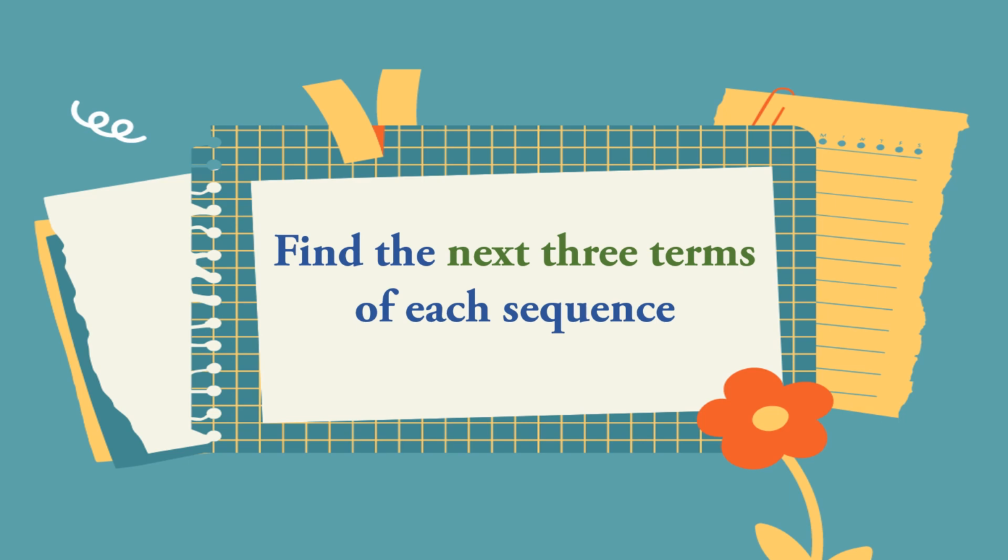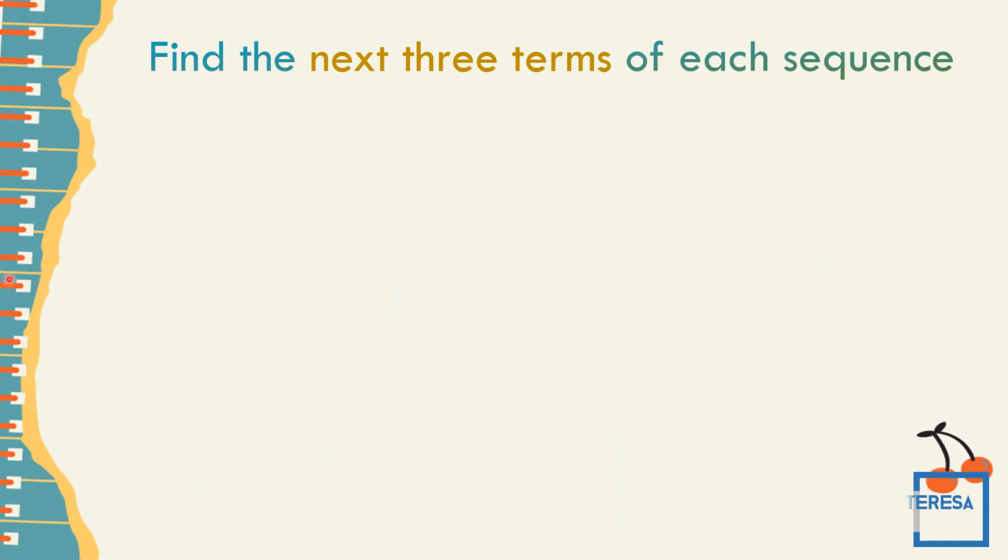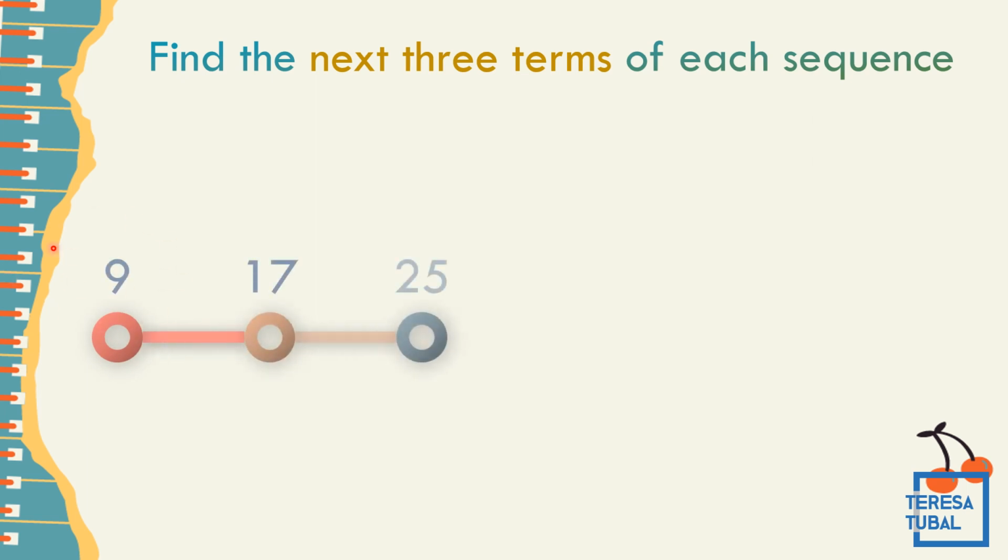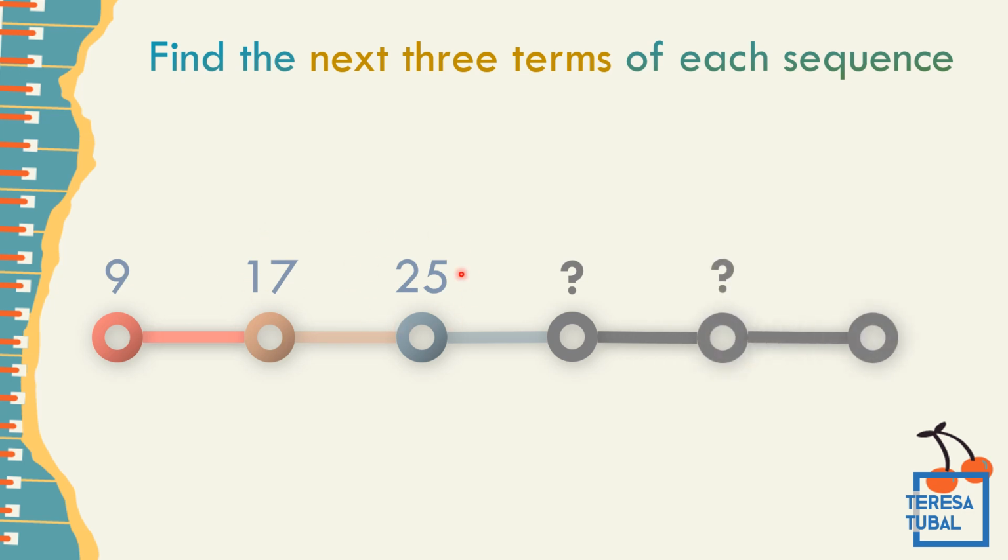Let us find the next three terms of each sequence. We have the first term, 9, second term, 17, third term is 25. What could be the next three terms? So let us observe. What could be the pattern to make it 17? What could be the pattern to make it 25?